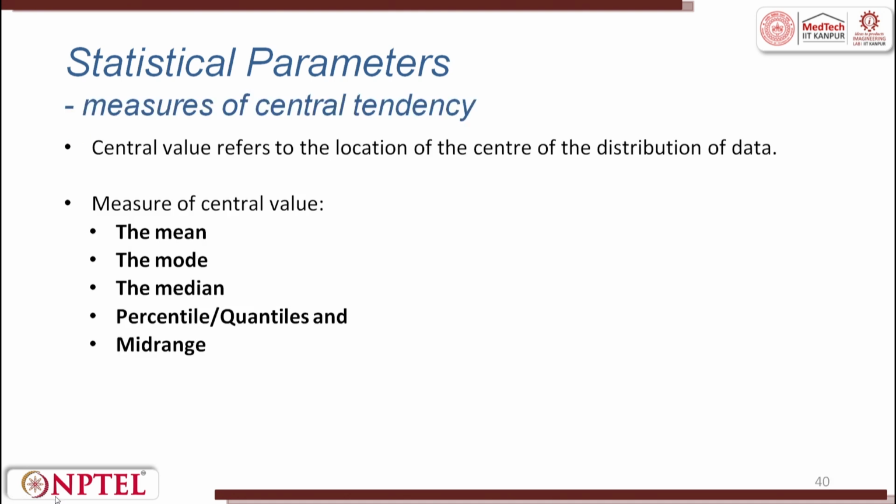What are measures of central tendency? Measure of central tendency is measuring the center value: the mean, the mode, the median, percentile, mid-range. These are all measures of central tendency. Mean, you know, is the central value, mode is the highest frequency that is there, median is the middle value, percentile and quantiles could be out of the whole data. This is a median, that is also known as second quartile. When I say quartile, it is divided into 4 quarters.